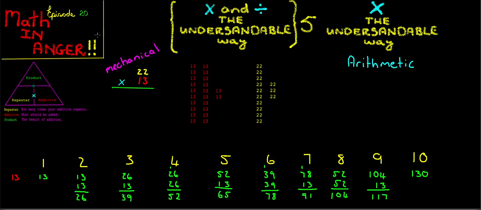This is episode 20. We are continuing with multiplication and division the understandable way. This is part 5 of that, and we are finally looking at multiplication the understandable way. But before we continue, I need you to understand that what we are doing here is multiplication within arithmetic. We're still talking about arithmetic. The way we do multiplication in arithmetic is just adding things to itself.